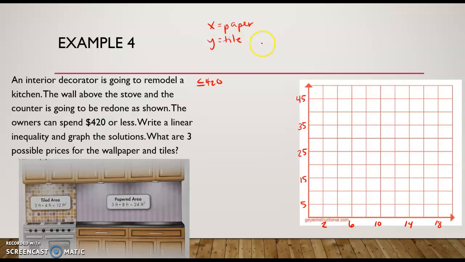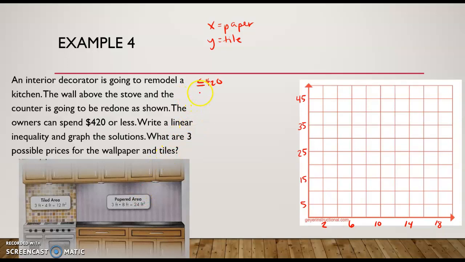And then that's where I need this picture down here. So the tiled area is 3 feet by 4 feet. So then when we find the area, that's 12 feet. So that's where they're getting the 12. And the papered area is 3 feet by 8 feet, which is 24 feet squared.